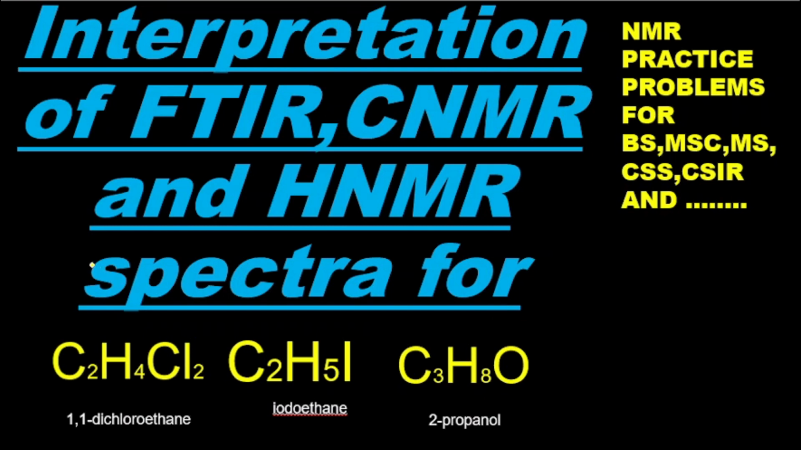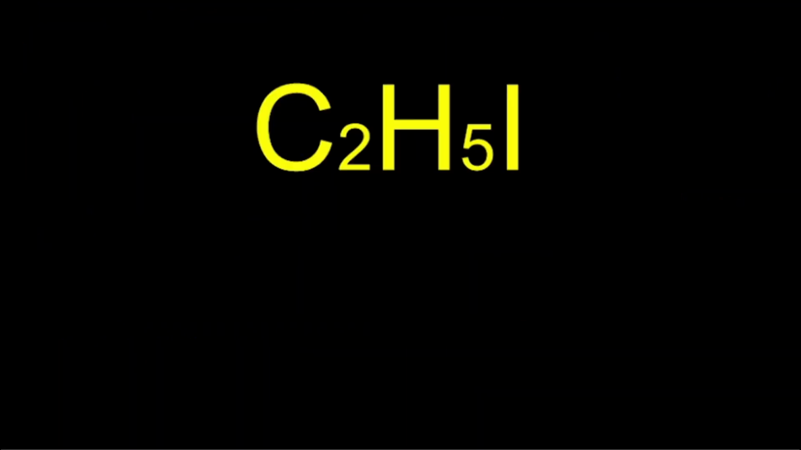We will interpret these spectra. In this lecture, we will cover all the steps that are required to interpret these spectra. So, let's begin here. First of all, we will talk about C2H5I. This is our molecular formula. The molecular formula is given and we will solve the C13 NMR and the proton NMR spectra from this molecular formula. This is the molecular formula of iodoethane.